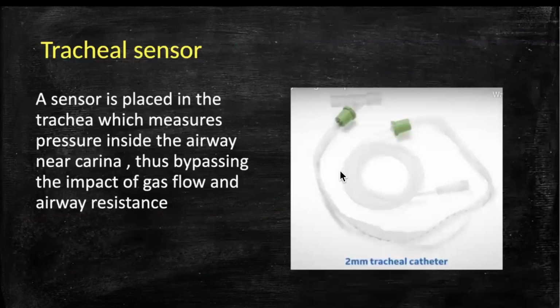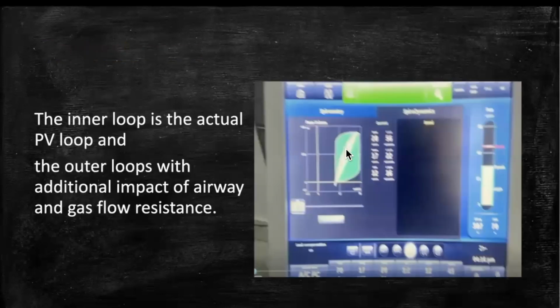There is another technique where you insert a sensor in the trachea at the level of the carina, and then when you measure, you see the inside loop is the static PV loop, and outside is your dynamic PV loop with a lower inflection point. So this is how it is.